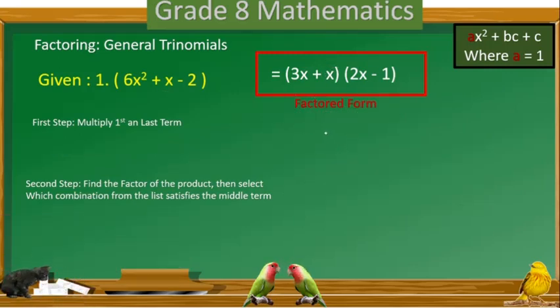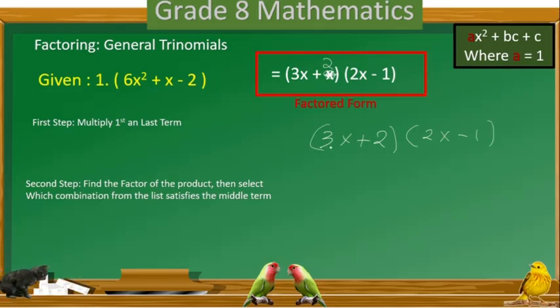Okay, 3x plus x quantity, not x, this is 2, that is 2. That is 2, and this is 2. This is 2. Then 2x minus 1.